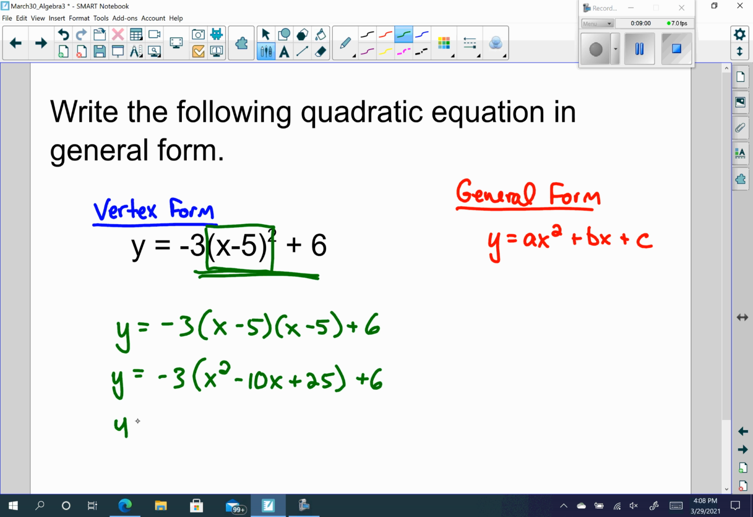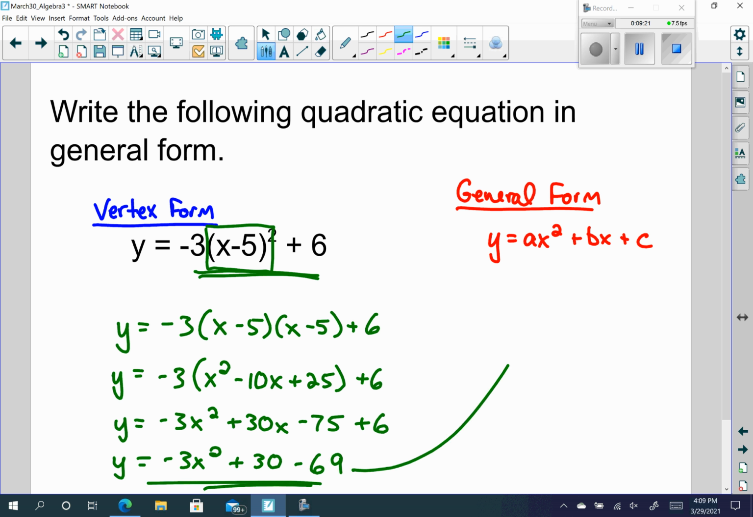Now we distribute the -3. So we get a -3x squared plus 30x minus 75 plus 6. And then we could just add those together. So we get y equals -3x squared plus 30x. And then we'll get a minus 69. And then this is general form, so it looks like this.